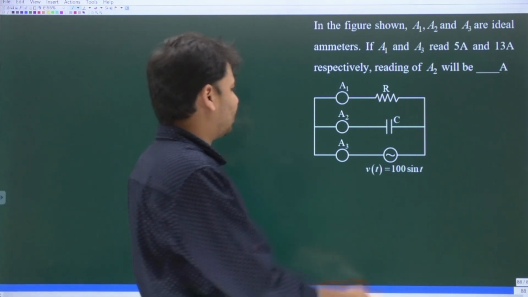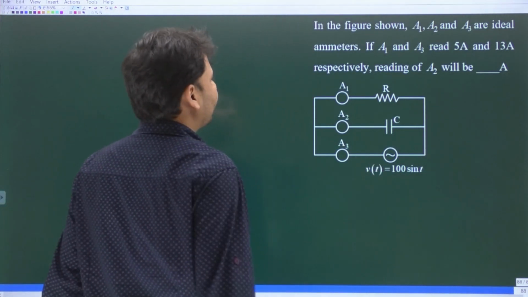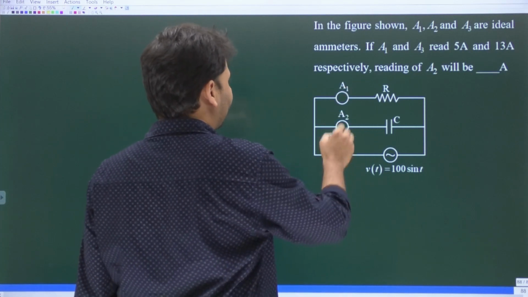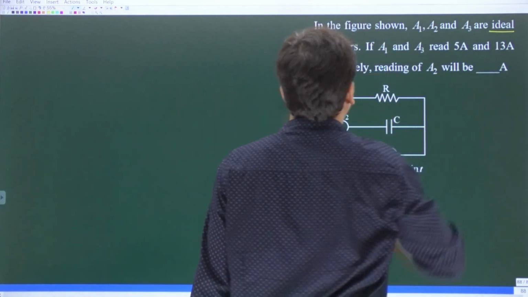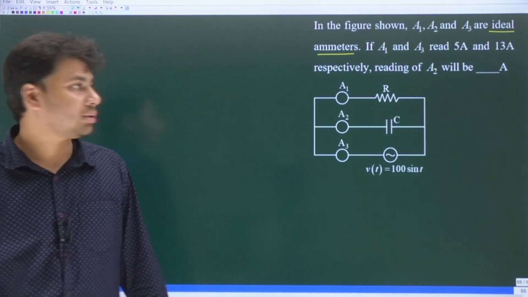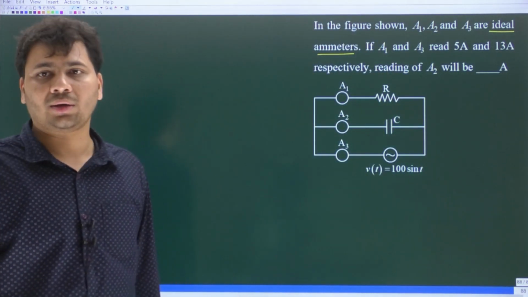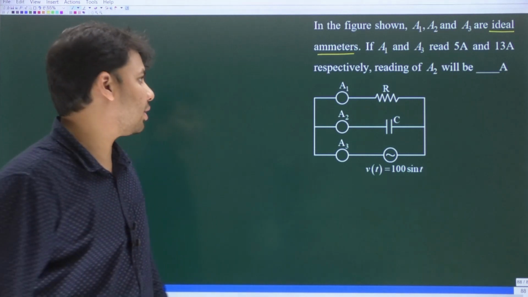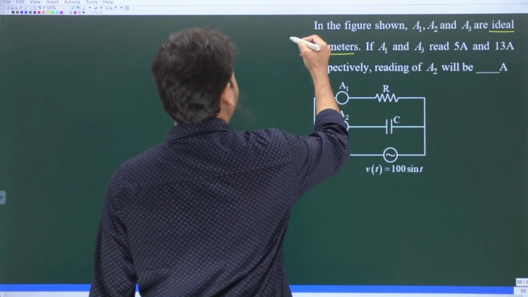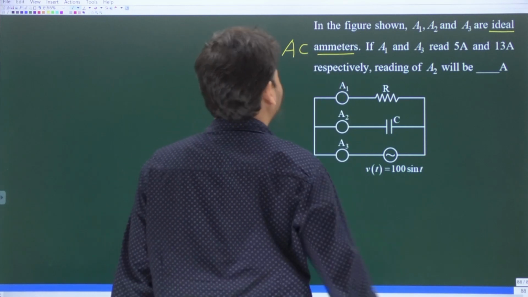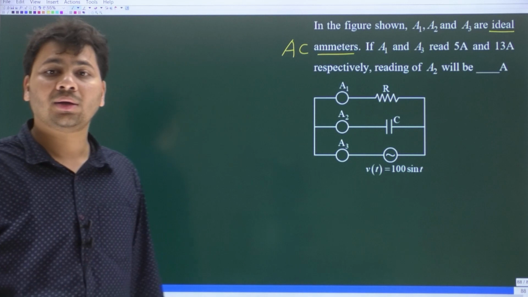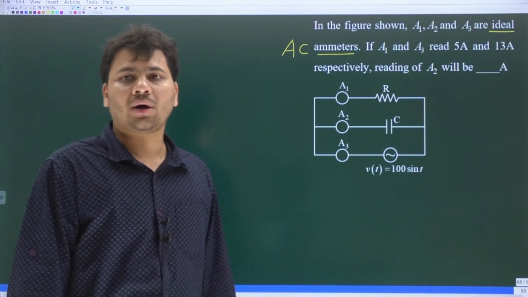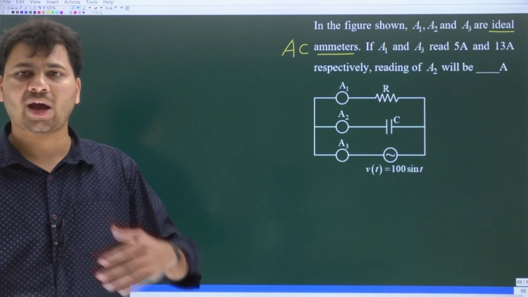In the figure shown, there is the circuit A1, A2 and A3. That means what? A1, A2 and A3 are ideal ammeters. Ammeter first of all measures what? Current. In fact, the question has to be ideal AC ammeters. A1, A2 and A3 are what? Ideal AC ammeter.